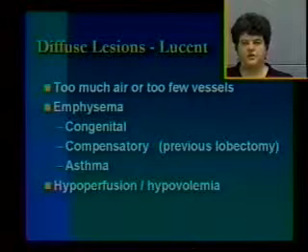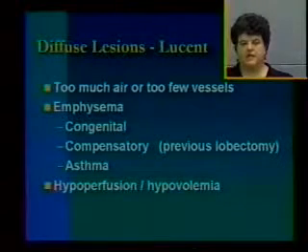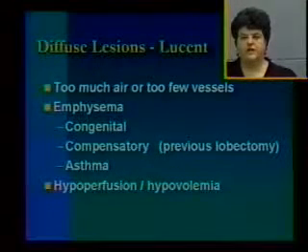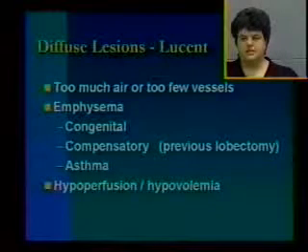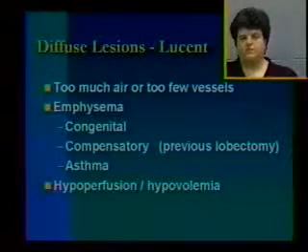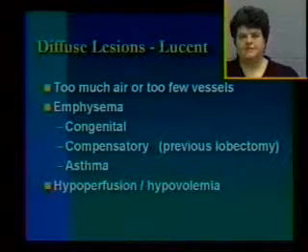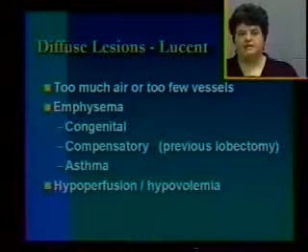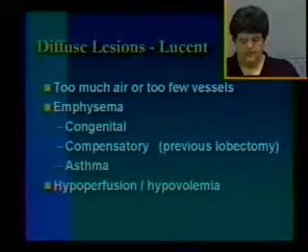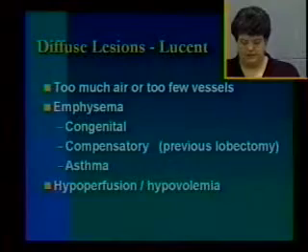So you can have diffuse lesions of the lungs where the lungs are too black or too lucent. It's either because you have too much air in the lungs or too few vessels. Too much air in the lungs is most commonly because of an emphysematous change. They don't get emphysema like people do. A lot of the time it's a congenital abnormality where the cartilage of their bronchi and bronchioles is malformed. The other time is if they have a compensatory increase in lung volume because they've had a previous lobectomy. And then probably the most common place to see lungs that are too black is in the cat with asthma. And that's sometimes all you're going to see. Again, hypoperfusion, hypovolemia, not enough vessels will lead to the lungs looking too black as well.